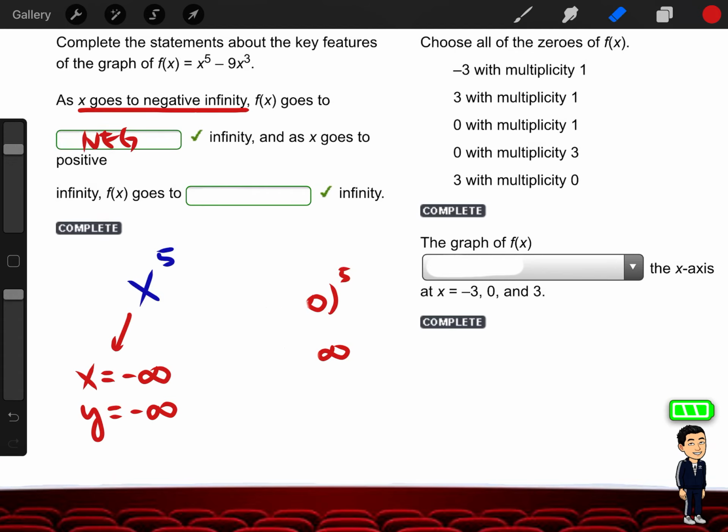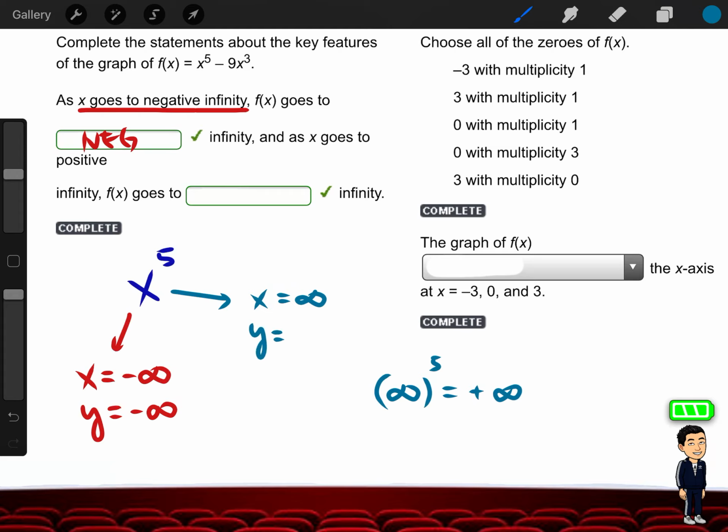The next thing you want to do is analyze what happens if x is going to positive infinity. Think about positive infinity to the fifth power, multiplied by itself 5 times, you're still going to get positive infinity. So y is going to equal positive infinity. So you're going to put positive in the second blank.